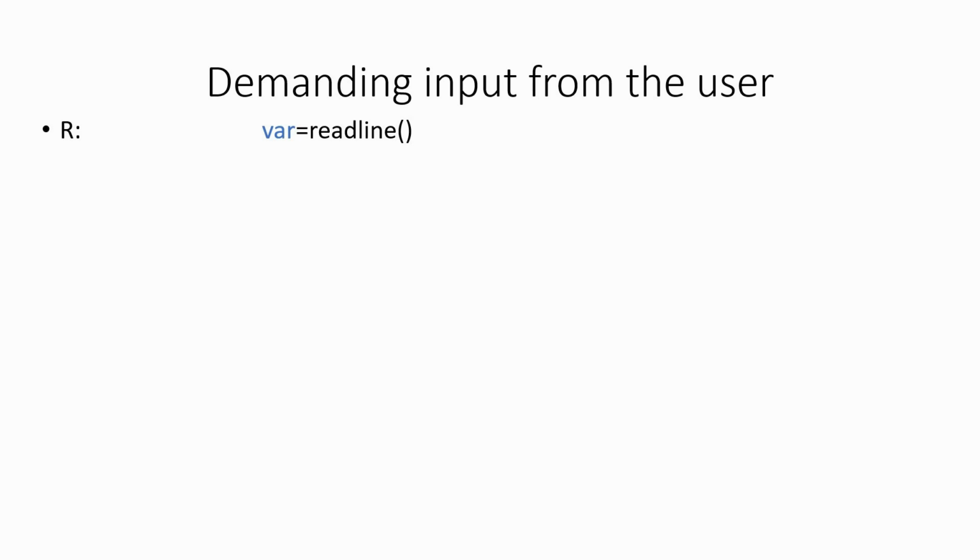Then you just type your input that you want to store in the variable var and then press enter. That value that you type will be stored in the variable var. What about Python 3? Only the command is different. That is, here you use input command instead of read line. But in Julia, the command is identical to our program. That is, it is read line.